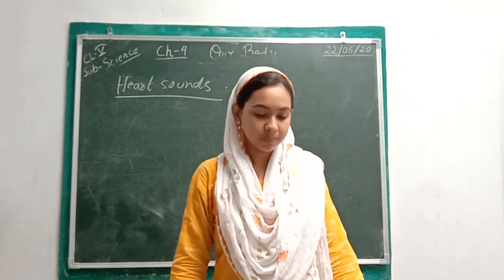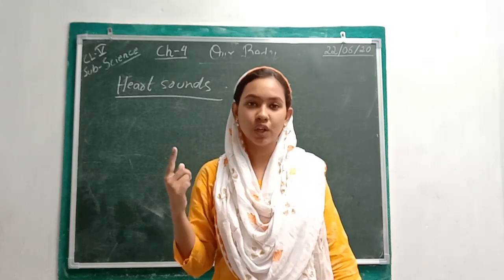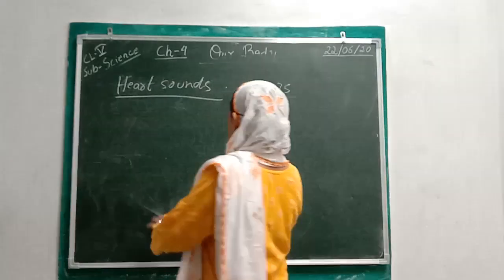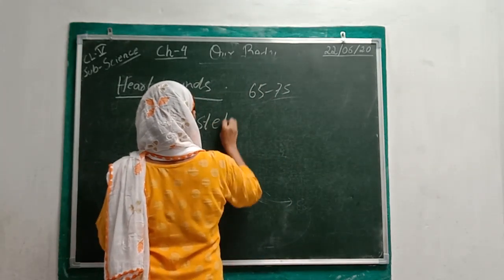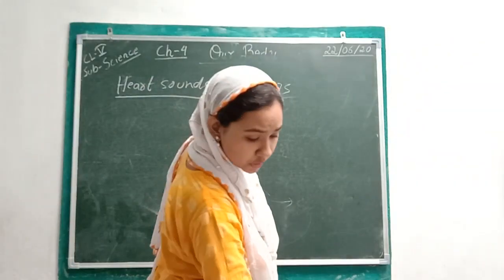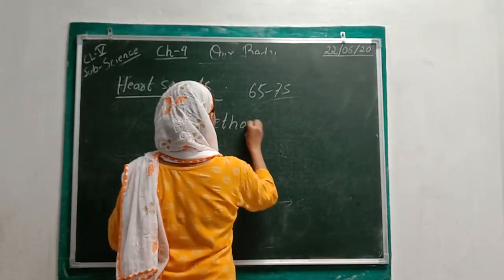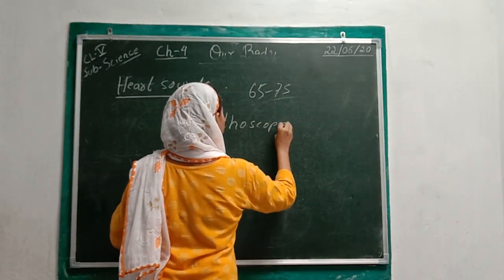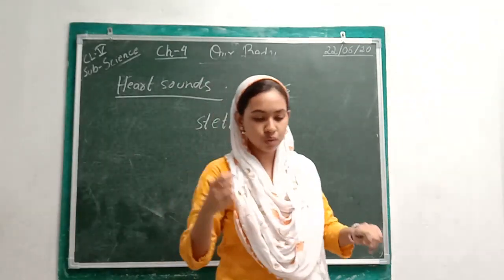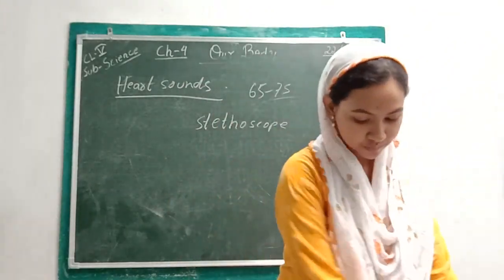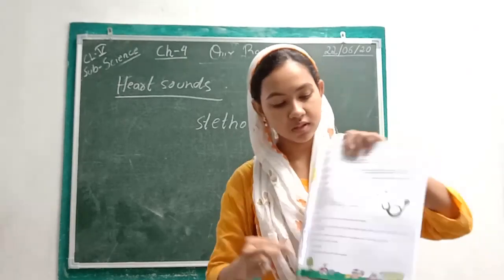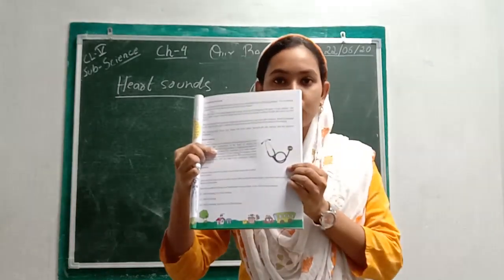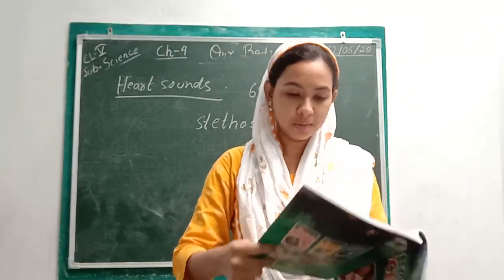Now this heartbeat can be heard by an instrument which is known as the stethoscope. You often see doctors using the stethoscope to hear your heartbeat. This is that instrument here. This is the stethoscope. So this was all for this chapter.